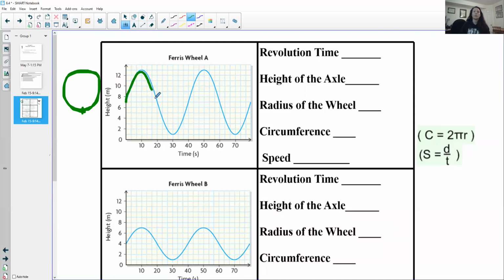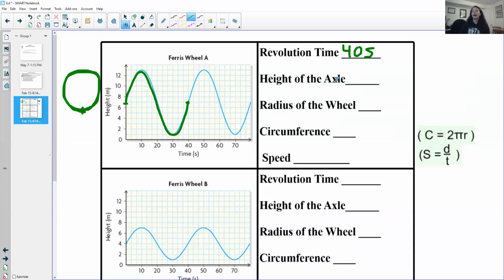In this example, we go all the way around and then stop here. So this would be the cycle. The distance from here to here would be your revolution time. So it ends at 40 and begins at 0. So the revolution time is 40 seconds. I'm not sure if maybe we should do the revolution time for all of them. We'll compare at the end.